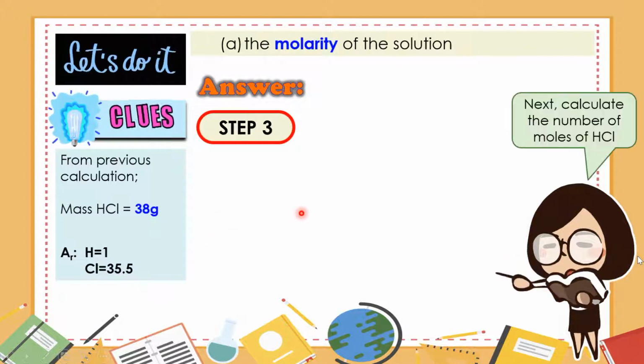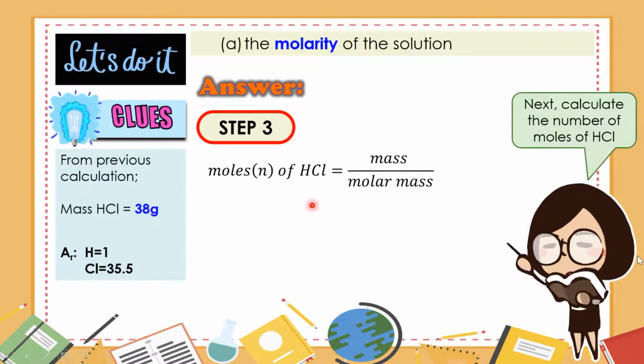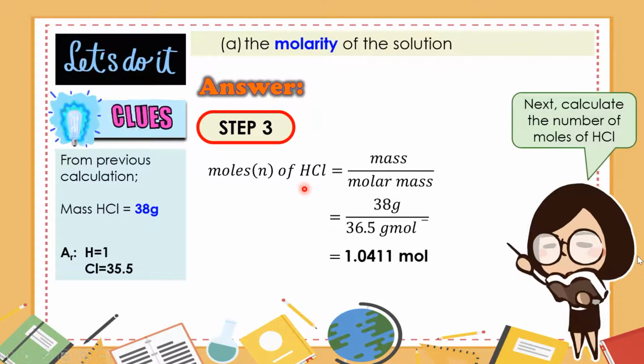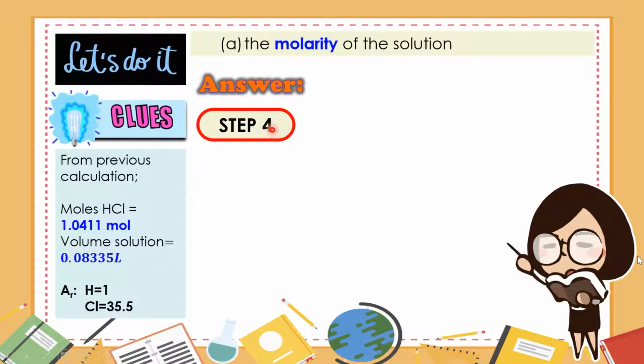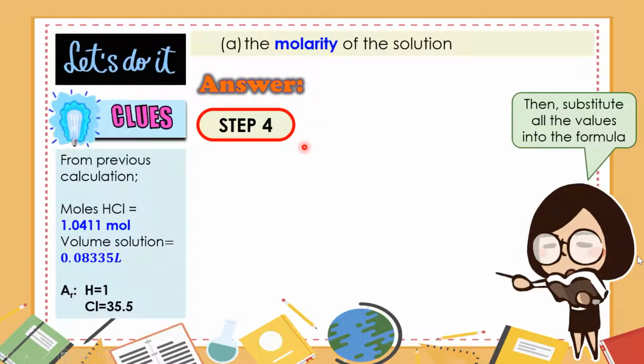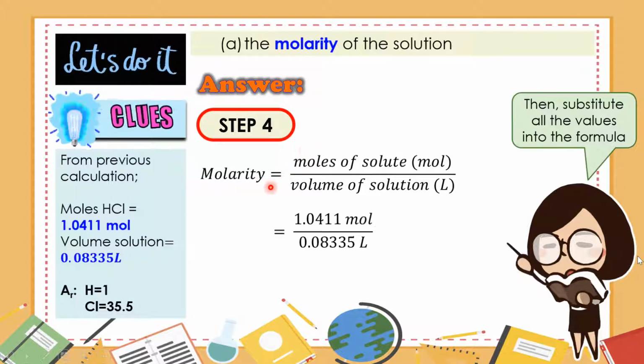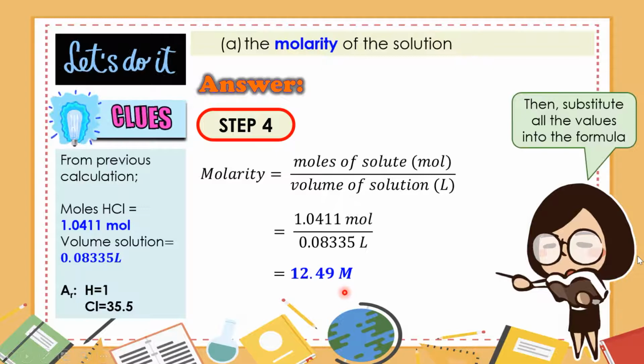Step number 3, you can calculate the number of mole of HCl. Use the formula of mass over molar mass. The number of mole of HCl is 1.0411 mole. Remember, please take 3 to 4 decimal places for the number of mole. And the last step, step number 4, you can substitute all the values into the formula of molarity. Therefore, the molarity of the HCl solution is 12.49 molar.